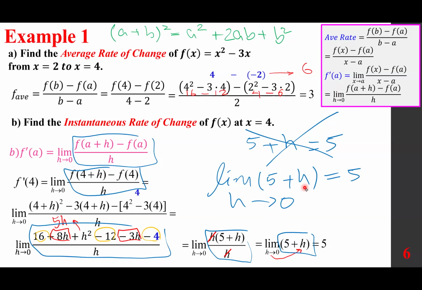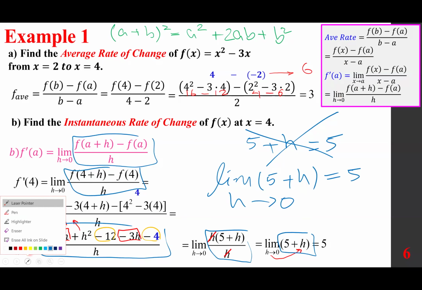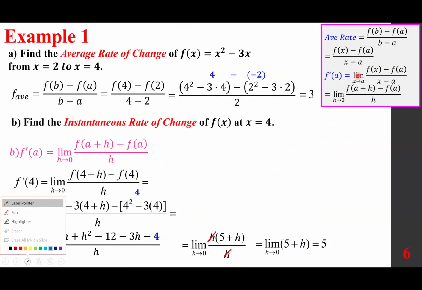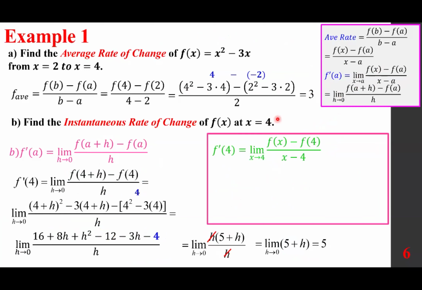Now we are done with this. However, I like to use this one also for practice, which means I want f prime of 4, the limit of f of x minus f of 4 over x minus 4 as x approaches 4. So f of x is x squared minus 3x, minus f of 4. Again, I'm going to use the fact that we found it to be 4.